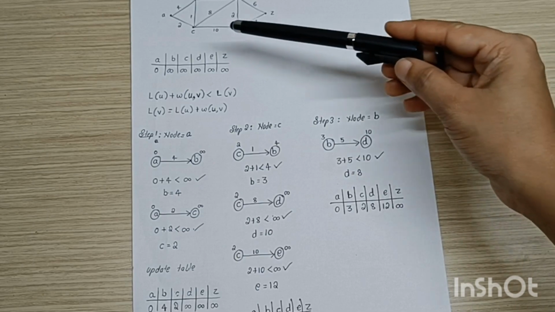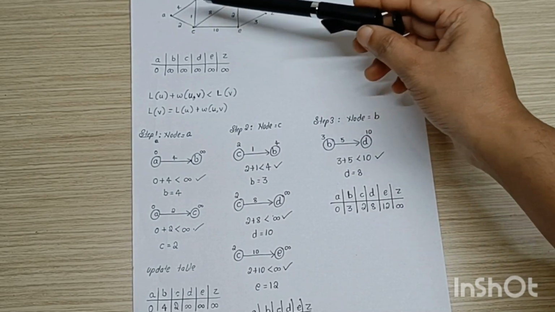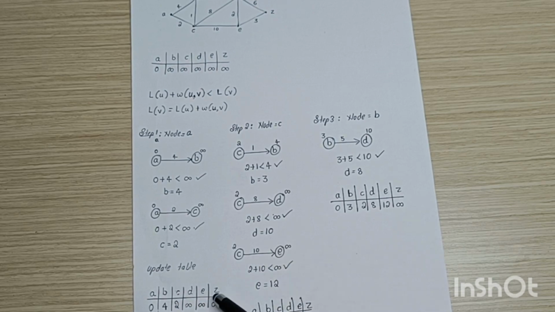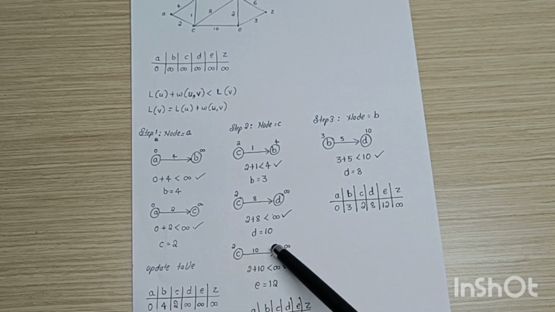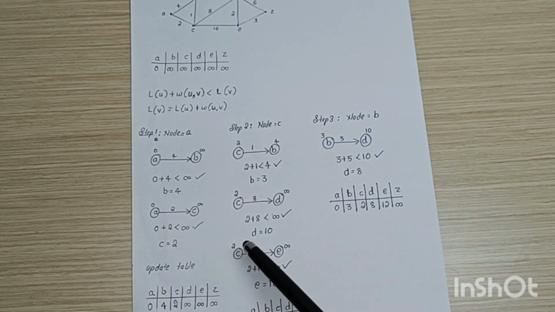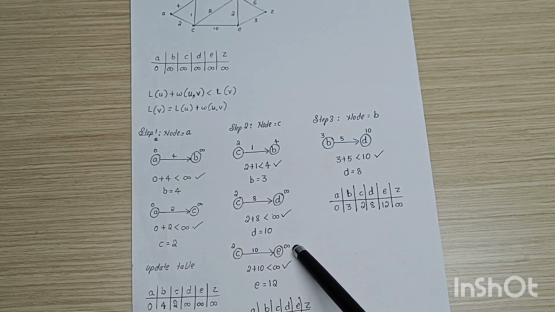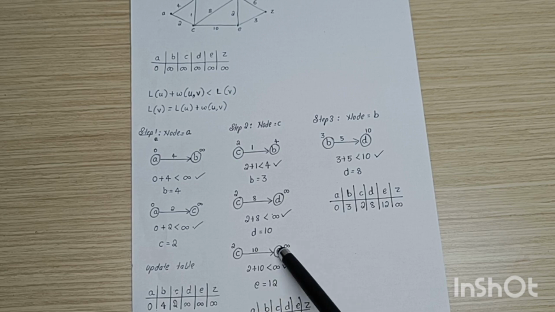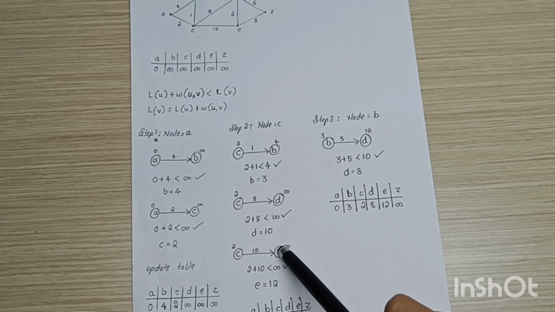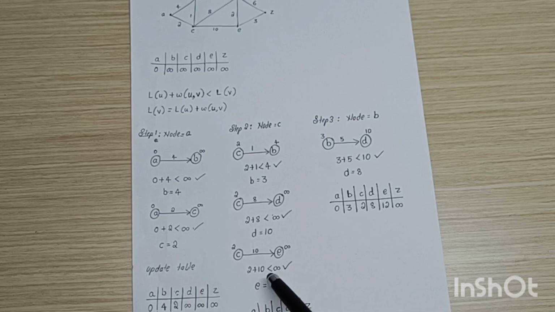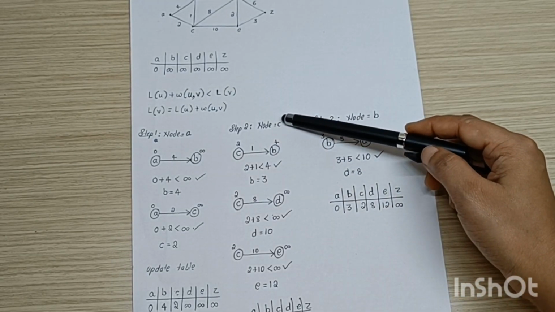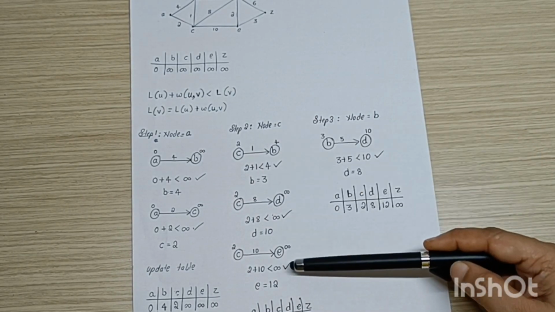Now consider the third edge, that is from C to E. So the C value is 2, the E value is infinity, and the weight between C and E is 10. So 2 plus 10 is less than infinity. Is this condition true here? Yes, so we are going to update the value of E to 12, that is 10 plus 2. So now you can see here all the edges from C have been solved.